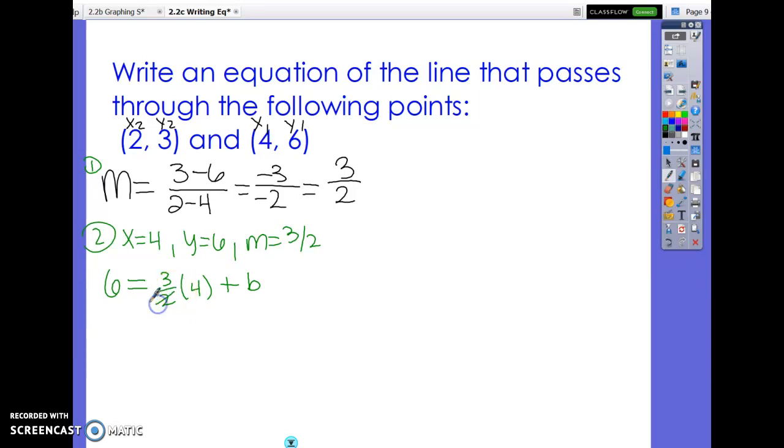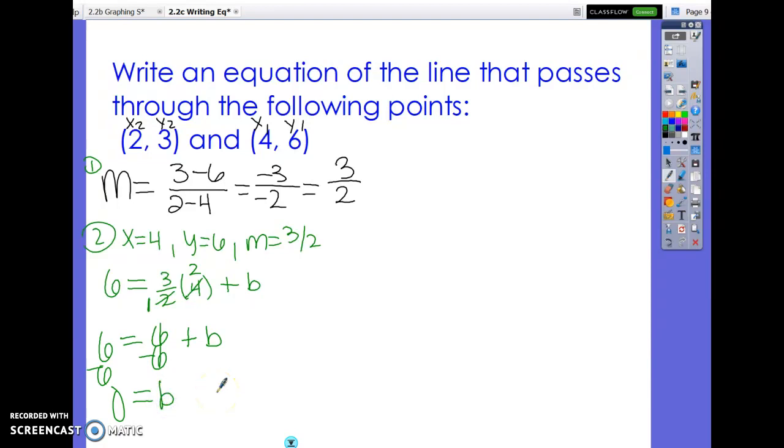Well, I'm going to simplify. 2 goes into 2 once, 2 goes into 4 twice. So my 6 stays the same. My 3/2 times 4 is going to simplify to 6. And I'm still adding my b. To get b by itself, we subtract 6. So we're going to end up with 0 = b.